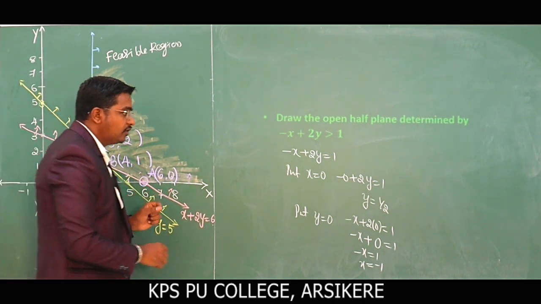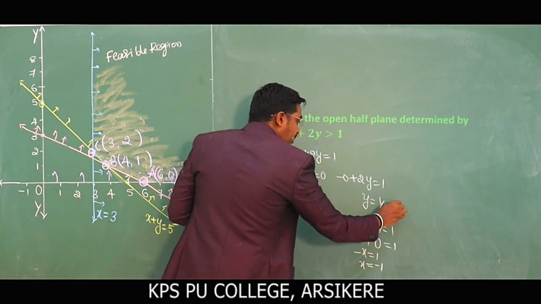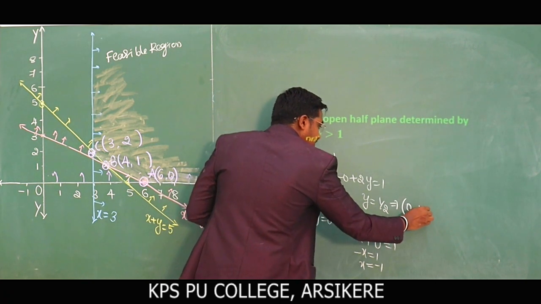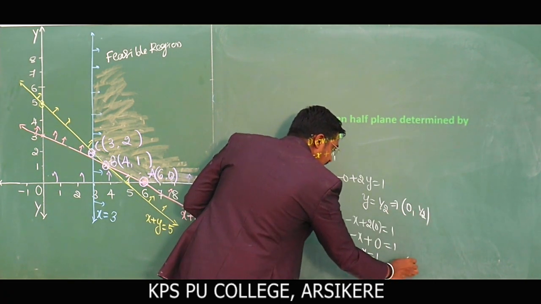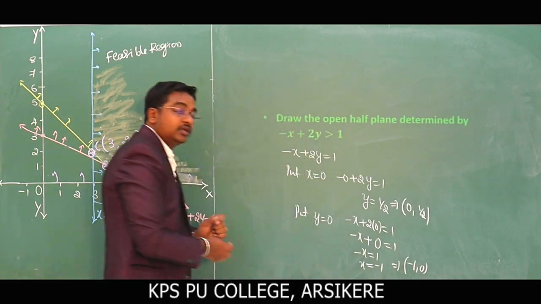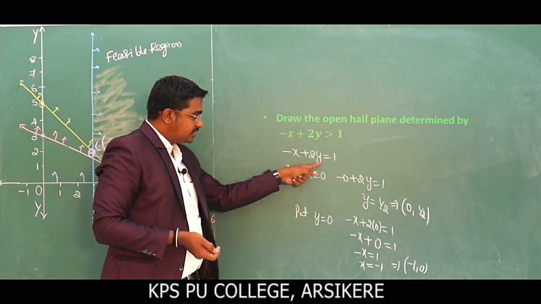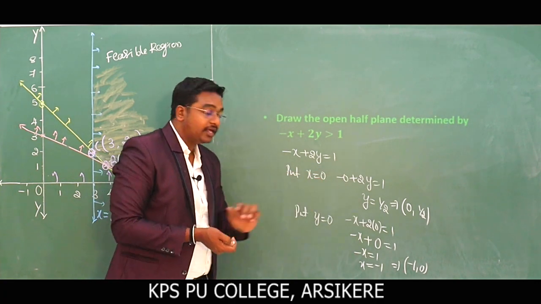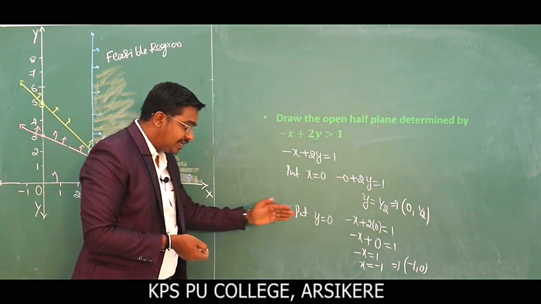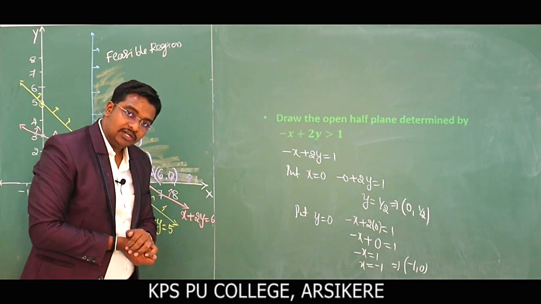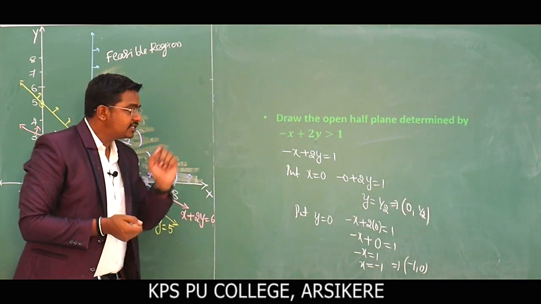What is the point then for this one? What do we obtain as the point here? x is equal to 0 and y is equal to 1 by 2. And for this one, minus 1 comma 0. This is the point of intersection of the line minus x plus 2y is equal to 1 with the y axis, 0 comma 1 by 2, and with the x axis, minus 1 comma 0. Is it clear? Okay. Next we need to check.